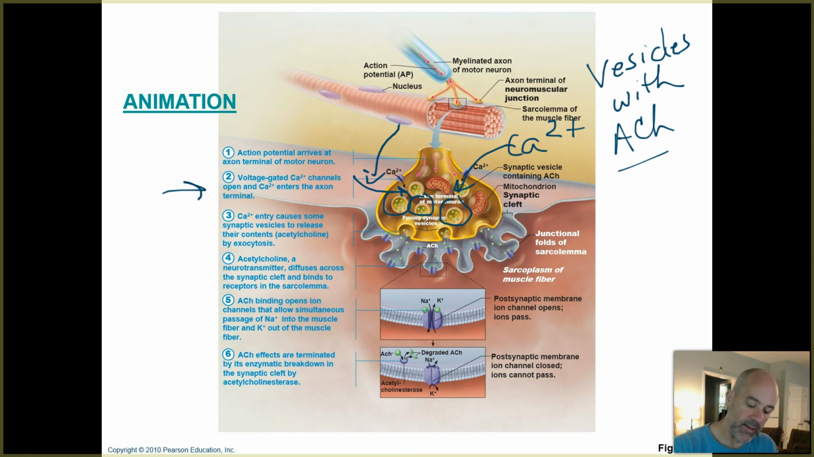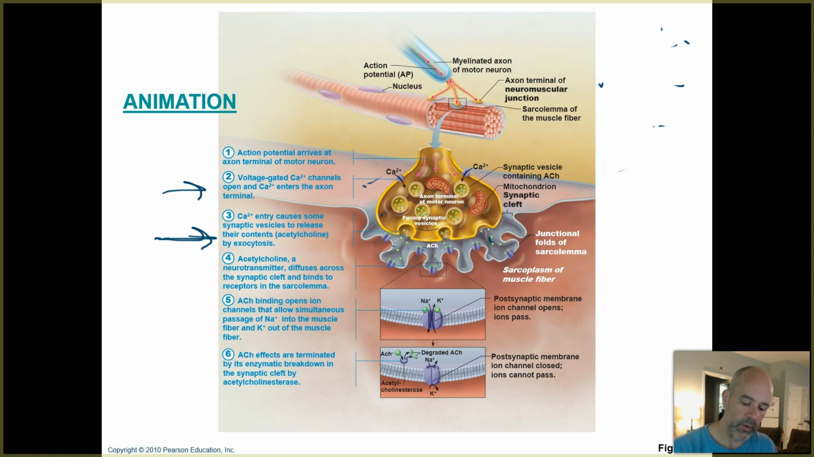When the calcium comes in, there's step 3. What that does is it causes those vesicles to move towards the membrane of the axon terminal or synaptic knob. And then the membranes of those vesicles fuse with the cell membrane, and that dumps out the acetylcholine. All those little green spots you see there are acetylcholine. So you had to have that calcium influx to trigger the acetylcholine being released. Let me erase all this stuff. Then we'll continue on.